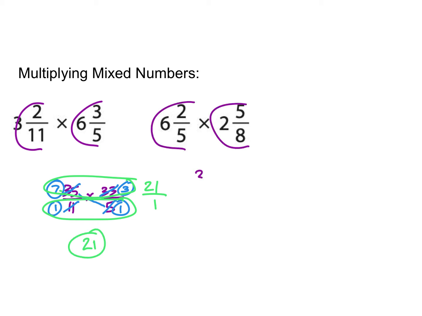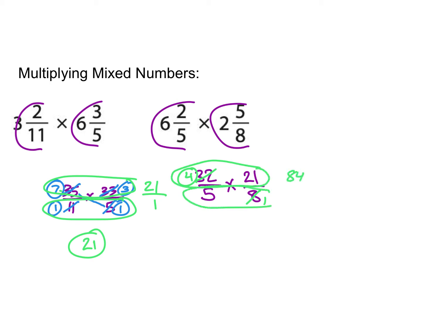Okay, I got 32 fifths times 21 eighths. All right, before I go ahead and multiply this, I noticed that I can divide both of these by 8. So I have a new top: 4 times 21 is 84. 5 times 1 is 5. 5 goes into 84. If we count by 5s, it goes in there 16 times with 4 left over.